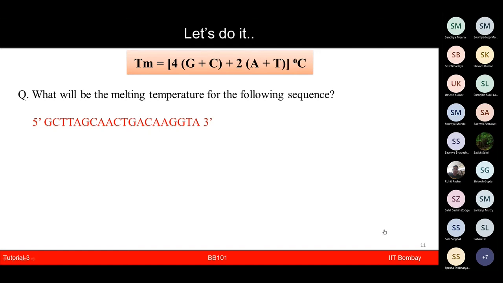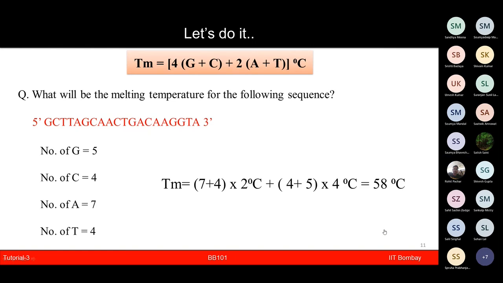Can you speak louder? 56. 58. Okay, so you can try these kind of examples.